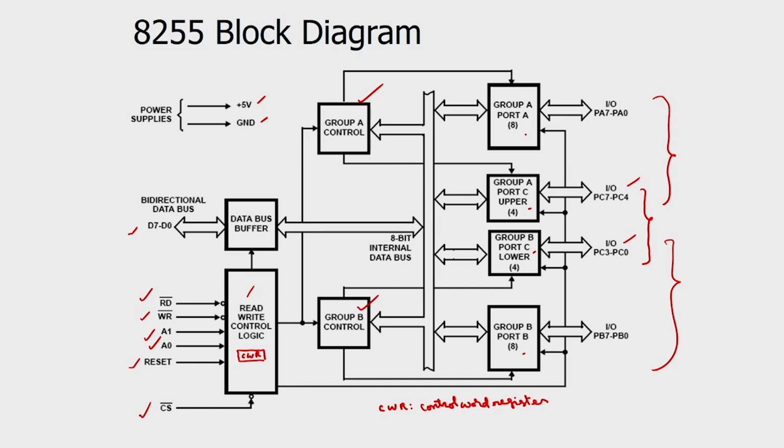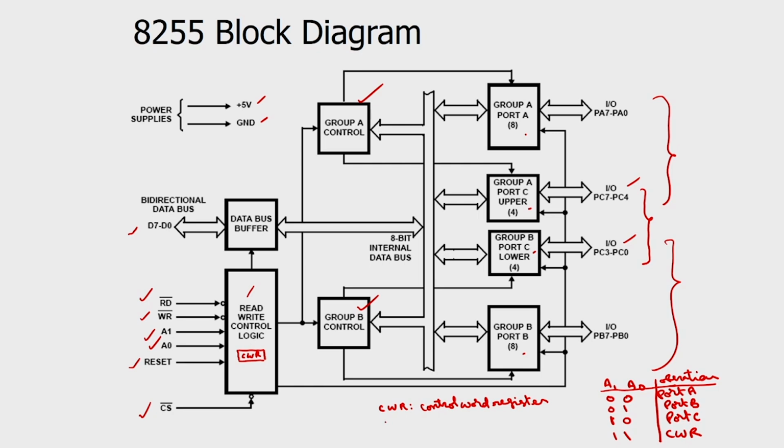So, A1, A0 is going to decide the selection. If they are 0, 0, then it refers to port A. 0, 1 is port B, 1, 0 is port C, and 1, 1 is the control word register. You see how A1, A0 are used for selecting the ports or the control word register.